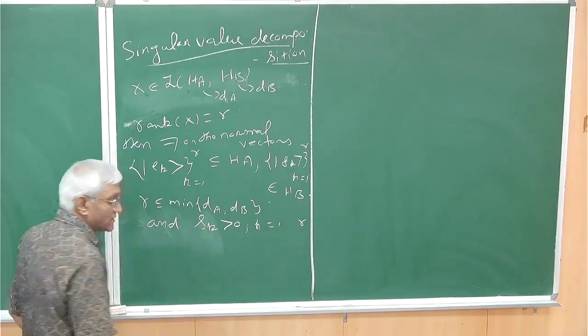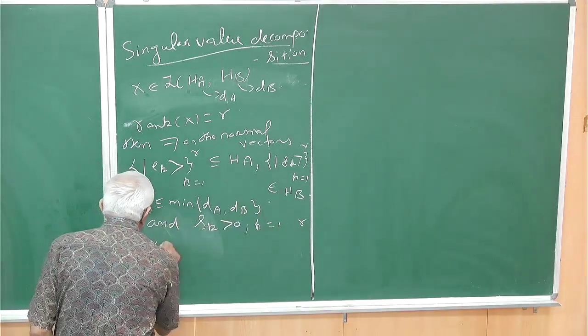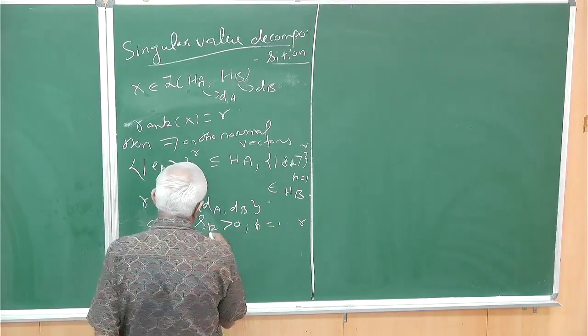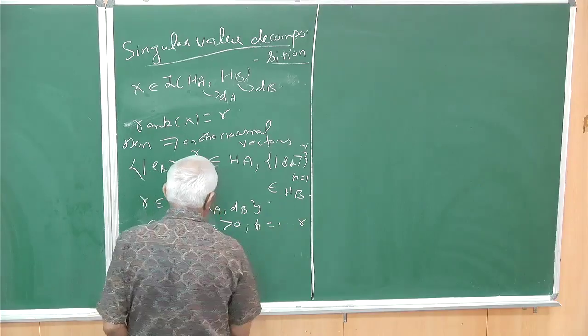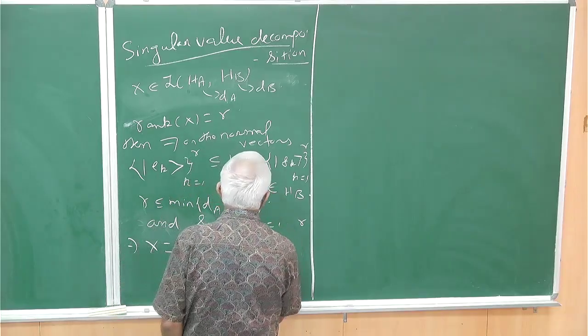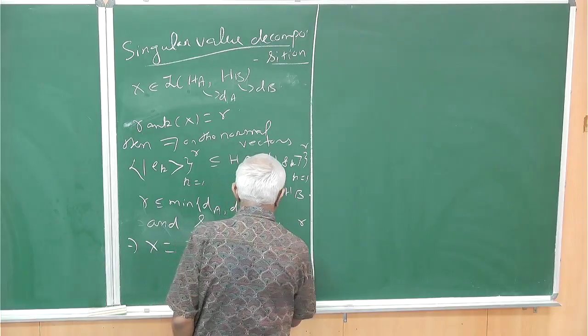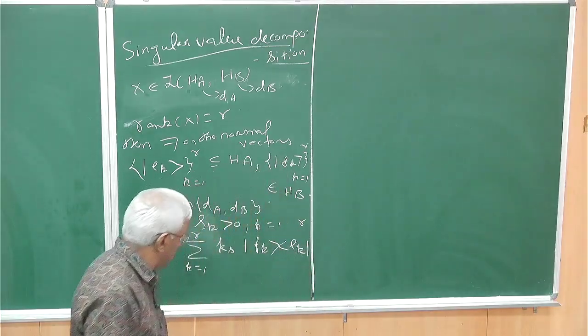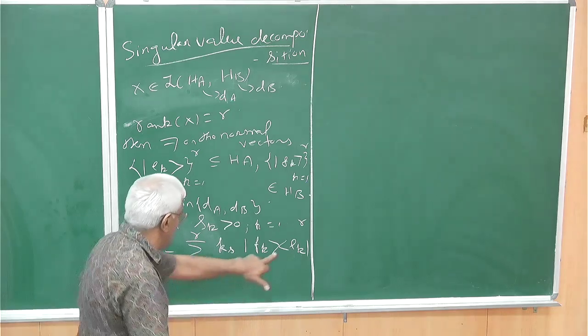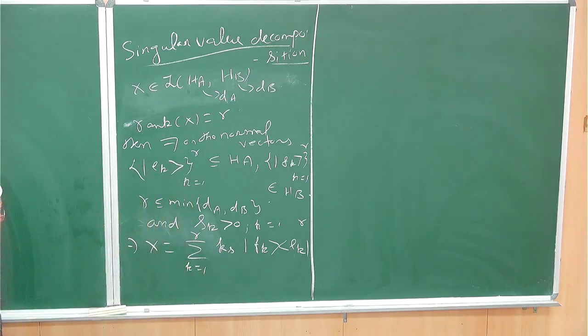There are R such positive numbers such that X is equal to the summation, k equal to 1 to R, of s_k times, which one should come here? This should land up here, so it should be |f_k><e_k|, which is right. I have written it correctly. It will take a vector from there, hit it with e_k and leave it. It may be different spaces also.